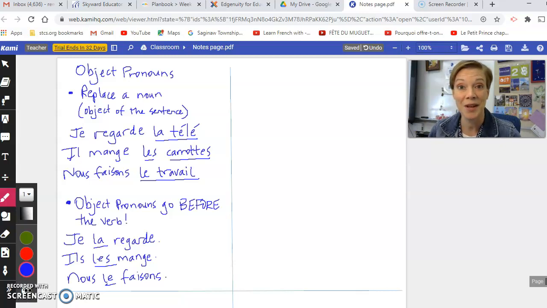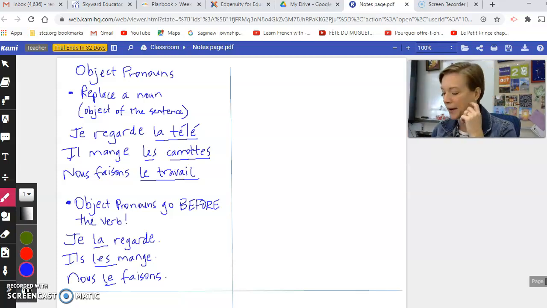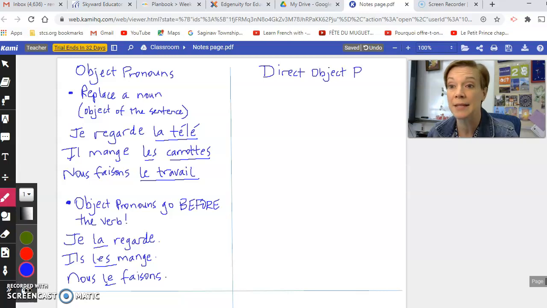We use it in English all the time. I just used it. I can't stop using it. That brings us to our next section of notes. So now you've got your four square notes. Let's go to the second square up at the top. Direct object pronouns. All right, this is object pronouns in general. Now we're going to talk about direct object pronouns, DOPs.